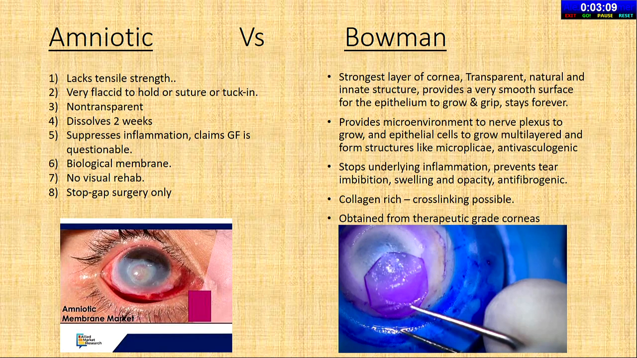Bowman's layer, as we know, is one of the strongest layers of the cornea, a transparent, natural, innate structure that provides a very smooth surface for the epithelium to grow, grip and stay over. It stays over forever. It provides a micro environment for the nerve plexus, which grows into it, and for epithelial cells to grow multi-layered, layer by layer, and mature into the epithelium with microplicata. It is also anti-vasculogenic, and it stops underlying inflammation and prevents tear imbibition, swelling, opacity, etc.